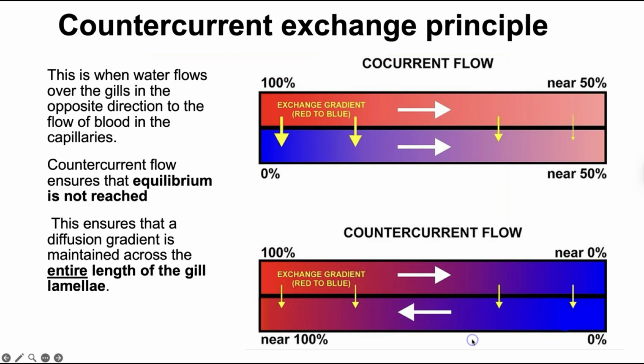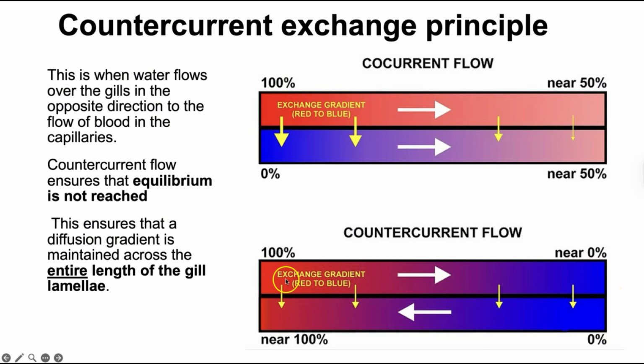And that's when we get to the countercurrent flow mechanism. And the countercurrent flow mechanism means that the blood and the water flow in opposite directions. So this is when water flows over the gills in the opposite direction to the flow of the blood in the capillaries. That would be one of your key marking points for what is the countercurrent flow mechanism and how is it advantageous.